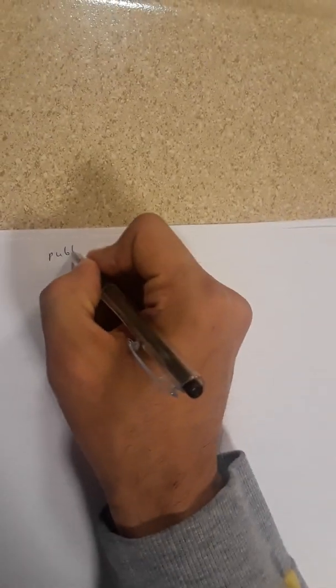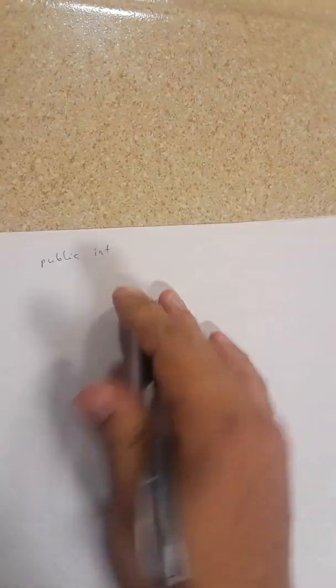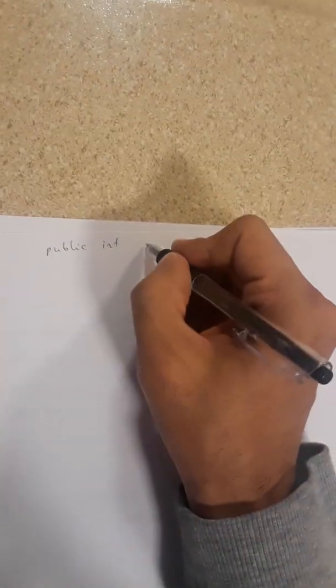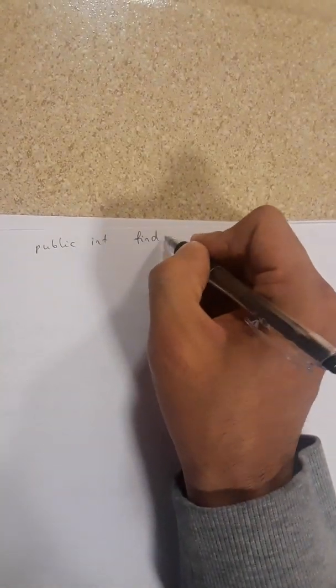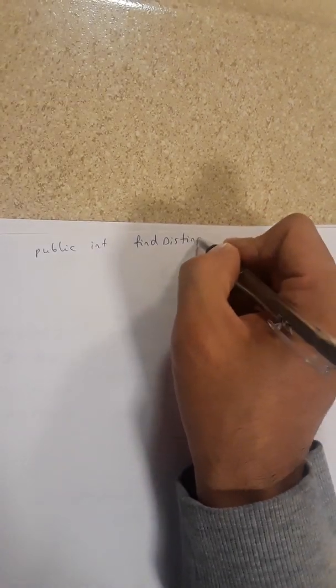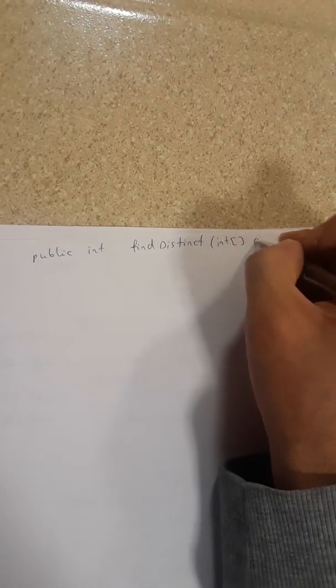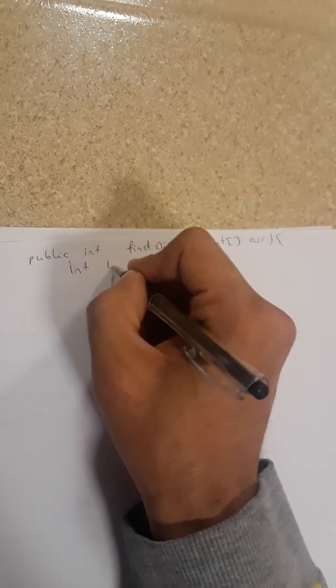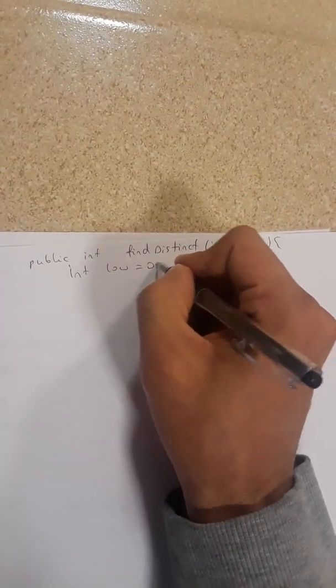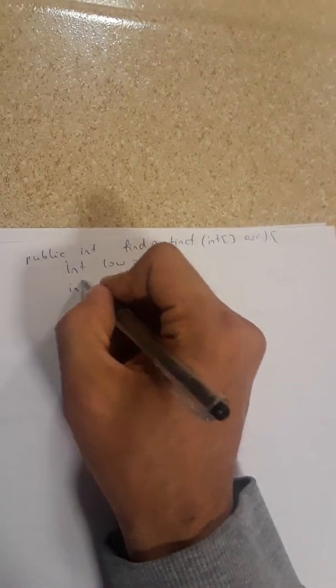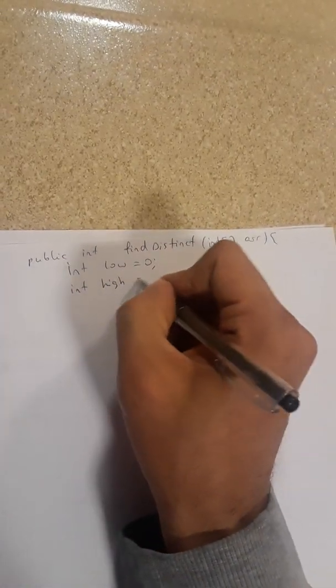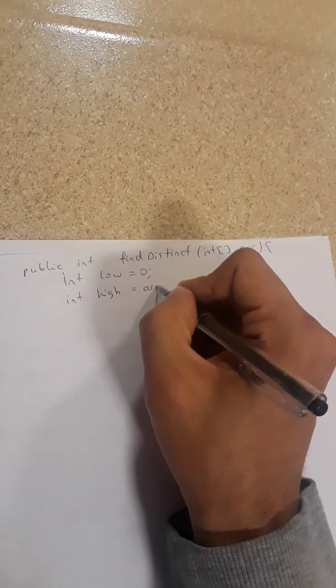And in the function it will be like this, so we will return an integer. I will call it findDistinct, and the passing argument will be the array. Here we will need our pointers. Low will be pointing at the first element, and the high pointer will be the last element of the array.